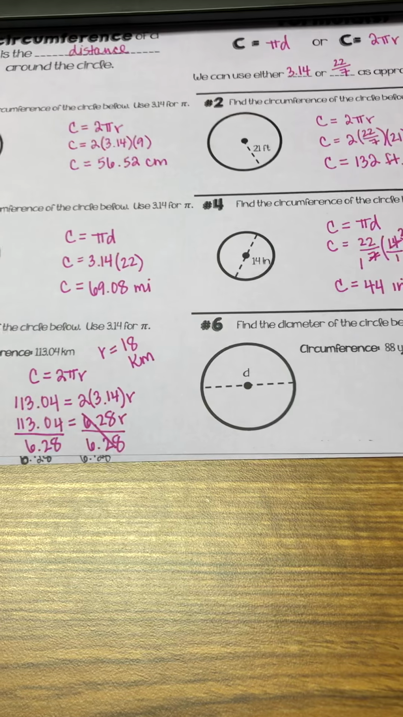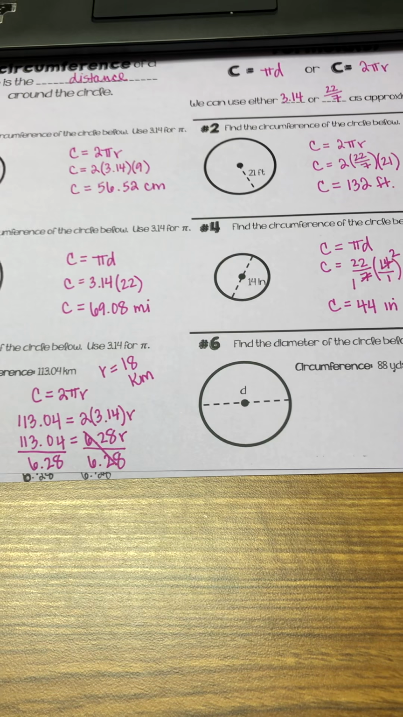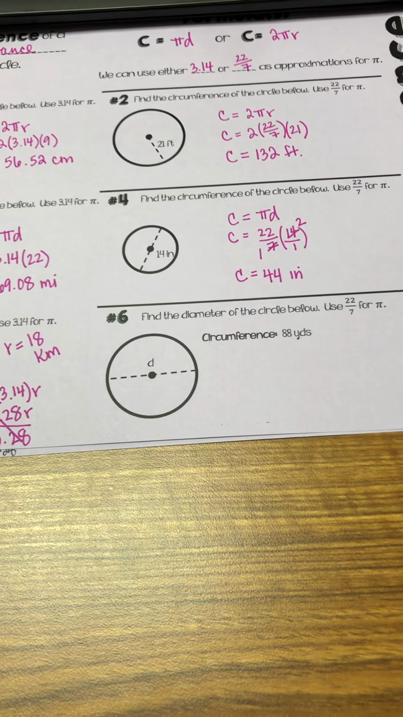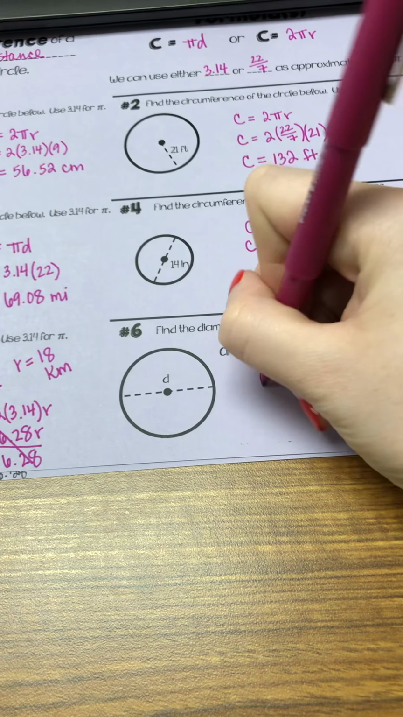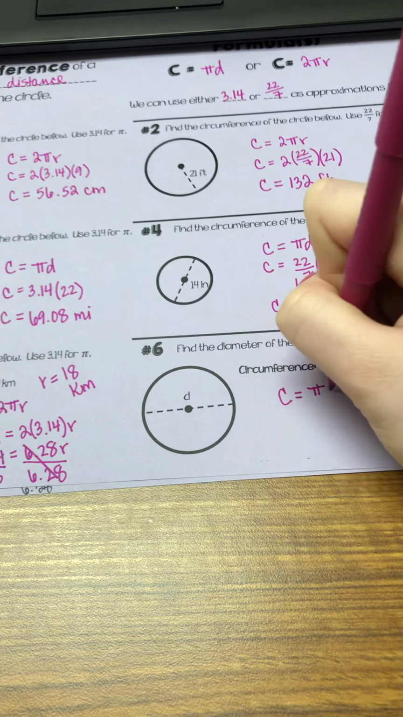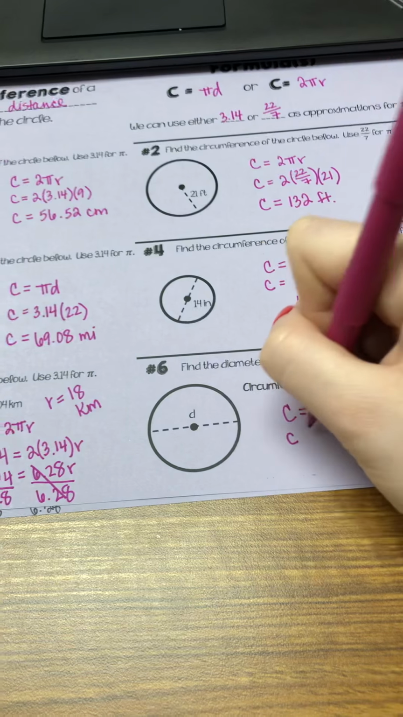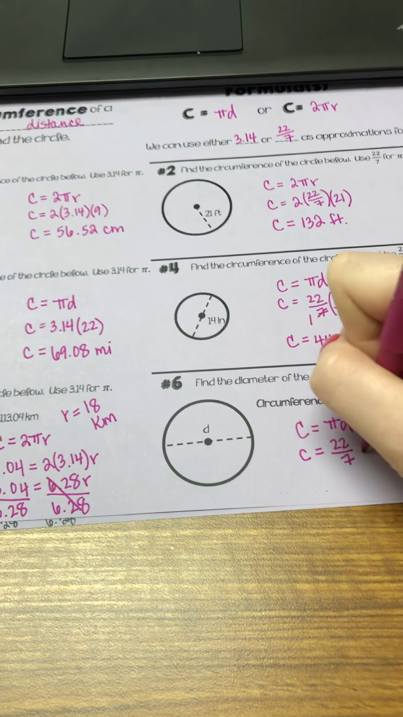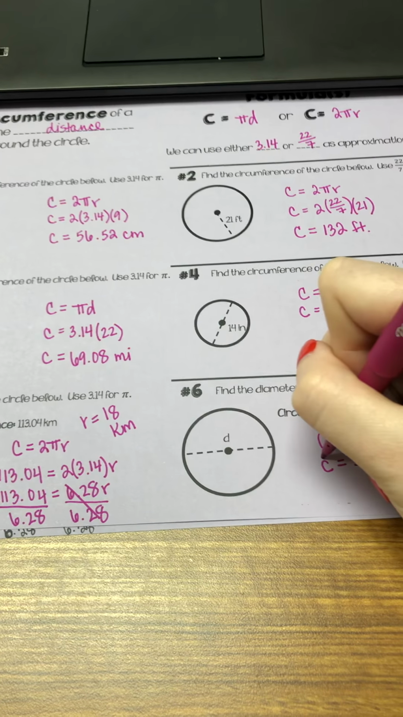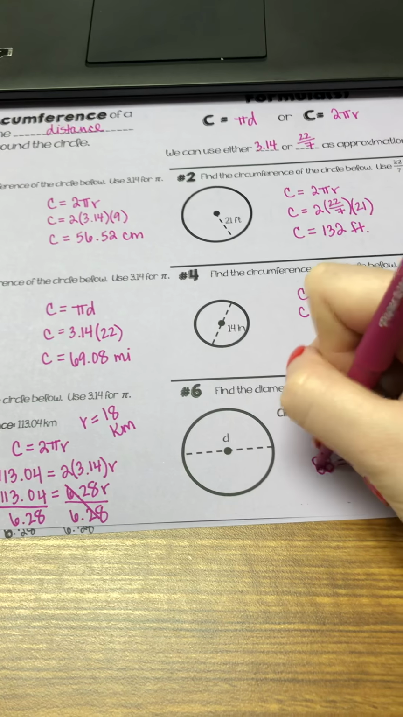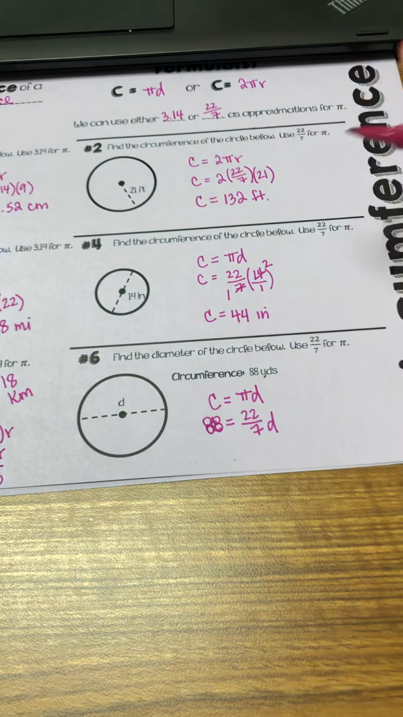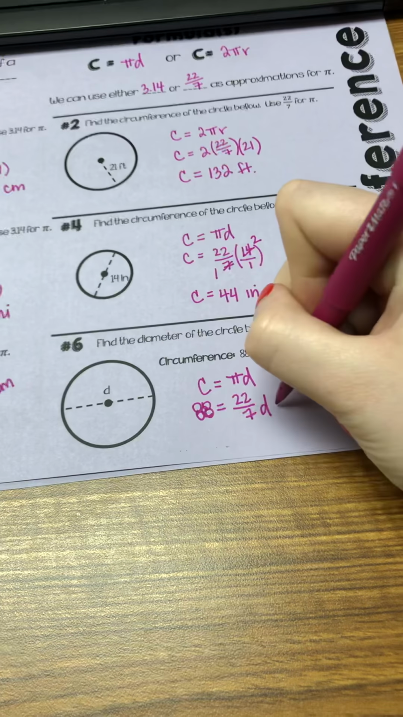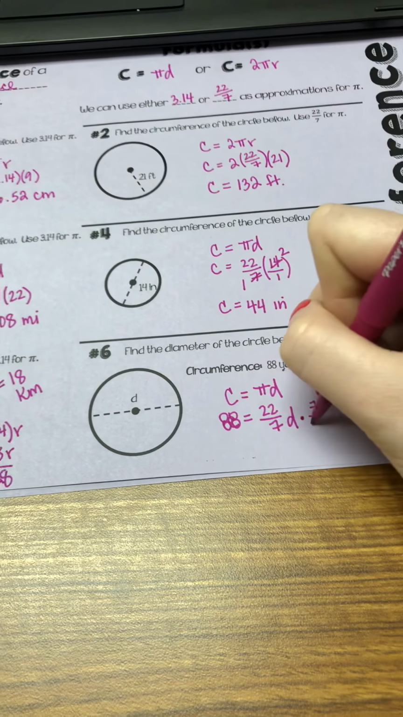All right, my last problem, it's very similar. It says find the diameter of the circle below, but it says use 22/7 for pi. So they gave me the circumference, so I'm going to use the formula C equals pi d. And I'm going to go ahead and use 22/7 for pi, and then write d. And I forgot to substitute in 88 for c because I already know the circumference. That's my bad. So again, this is just a one-step equation, right? To get d by itself, I'm going to have to multiply by the reciprocal, which is 7/22.